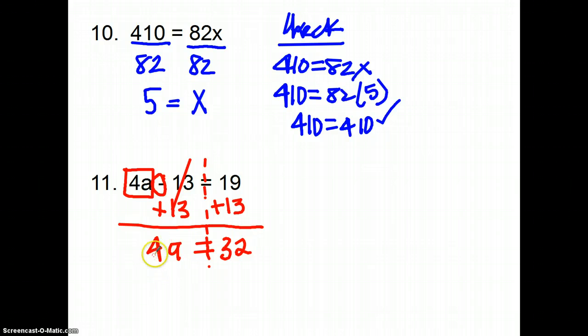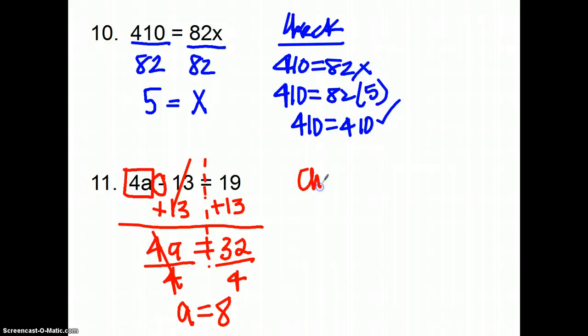So that was step 1. Now this is step 2, because what operation is between the 4 and the a? Multiplication. So to undo multiplication, I have to divide both sides. That goes away, and I'm left with a is equal to 8. Okay, that is my final answer. I have a final answer when it's a equals something.